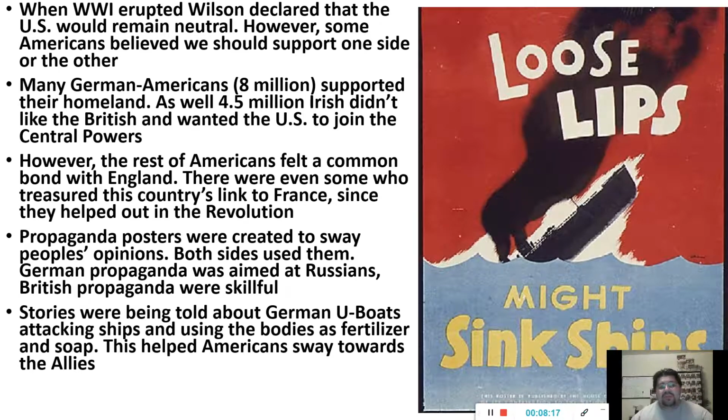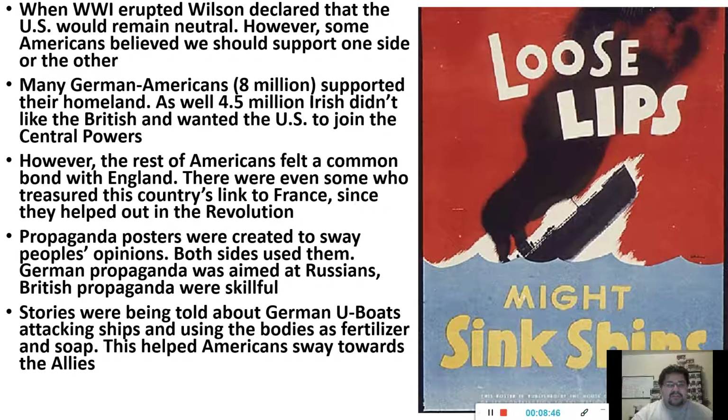When reporters and people like that asked Woodrow Wilson, what are we going to do? Who are we going to go with? He's like, neither. That's their fight. That's not our fight. We're going to be neutral. We're not going to pick a side. But there were some Americans who said, we should pick a side. We need to.